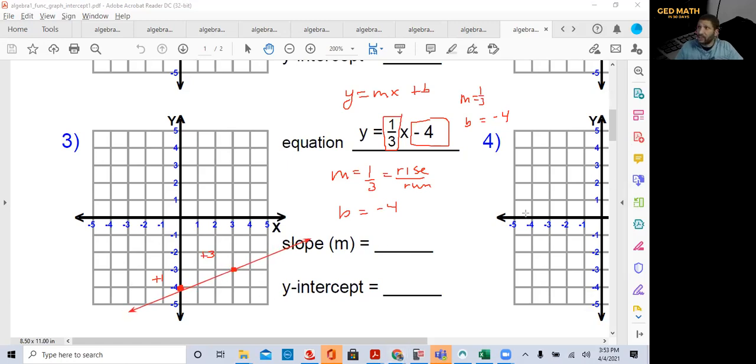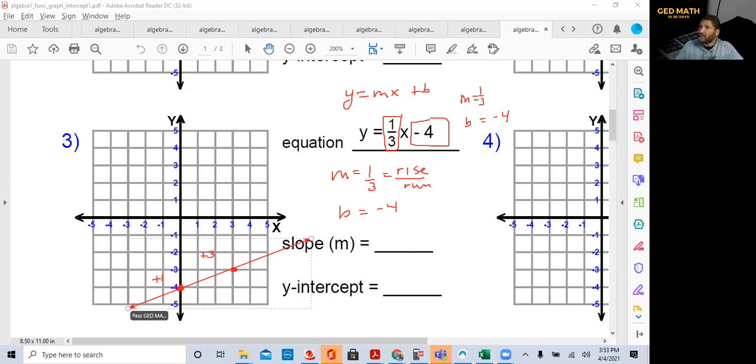This is the main reason why you will not have to graph on the GED. You will not have to graph, but you do have to know what information you can get from a graph. You have to know where the line crosses the y-axis is your y-intercept. You at least need 2 points to find the slope using rise over run.